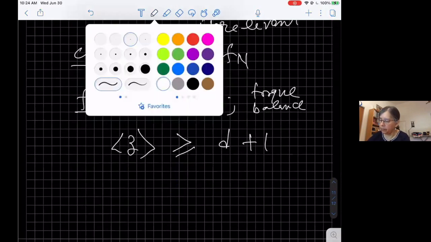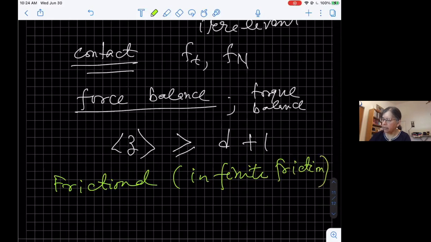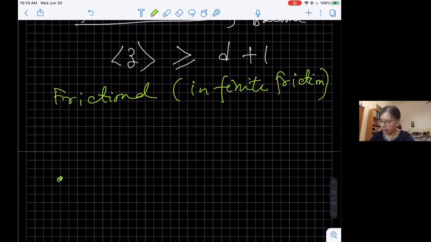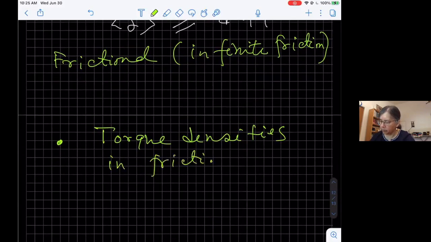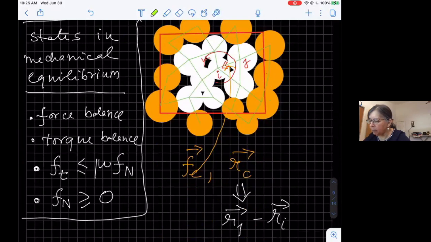This is for frictional now, infinite friction. So that already tells us that there are some qualitative differences between frictional and frictionless. The crucial ones, the two big ones, are that there are torque densities in frictional packings. What I mean by that is there can be torques, but the torques have to add to zero surrounding a grain.